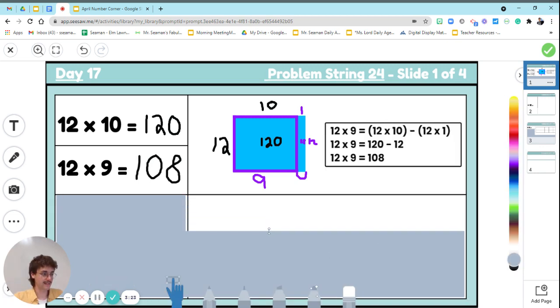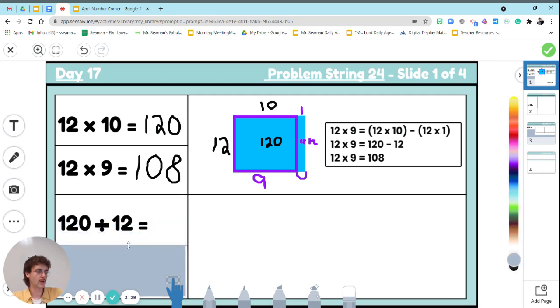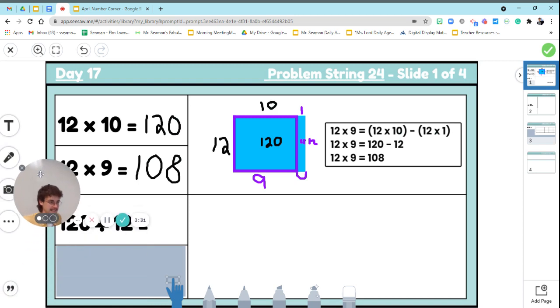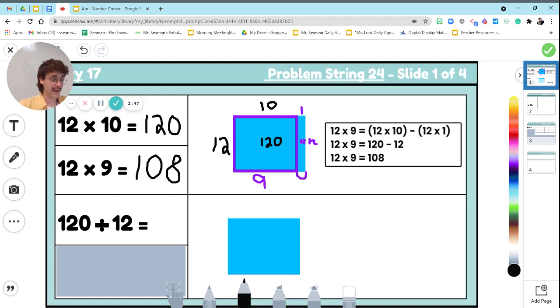All right, moving on. The next problem is 120 divided by 12. We just did this problem. This problem is the opposite of 12 times 10. When we divide out 120 divided by 12, we get our total of 10. Because again, we have 12 and 10 on that side, and when we multiplied it out, we got 120.